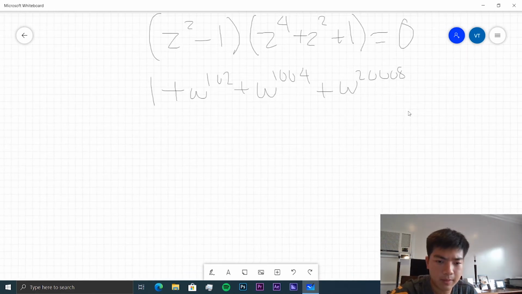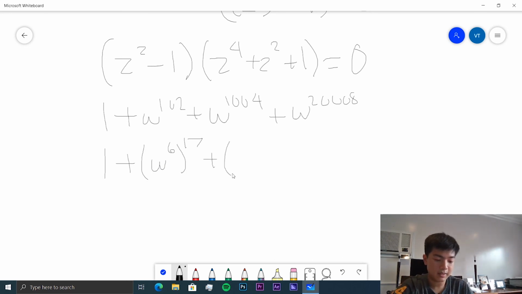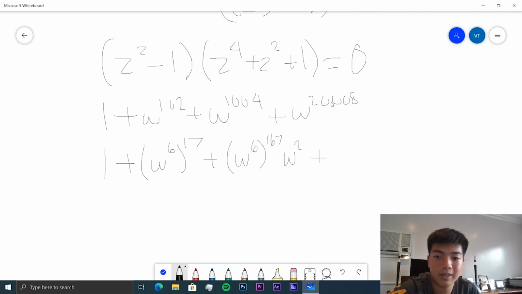Okay, are these all factorable by 6? So we have 1 plus, 102 divided by 6 is 17. So this is omega to the 6 to the 17 plus 1004 divided by 6. No, that's not divisible. So we can write this as, what's the closest multiple? 1002 divided by 6, omega to the 6 to the 167 times omega squared plus, and I bet 20,008 divided by 6 is not divisible either. So we can rewrite this as 20,002 divided by 6.